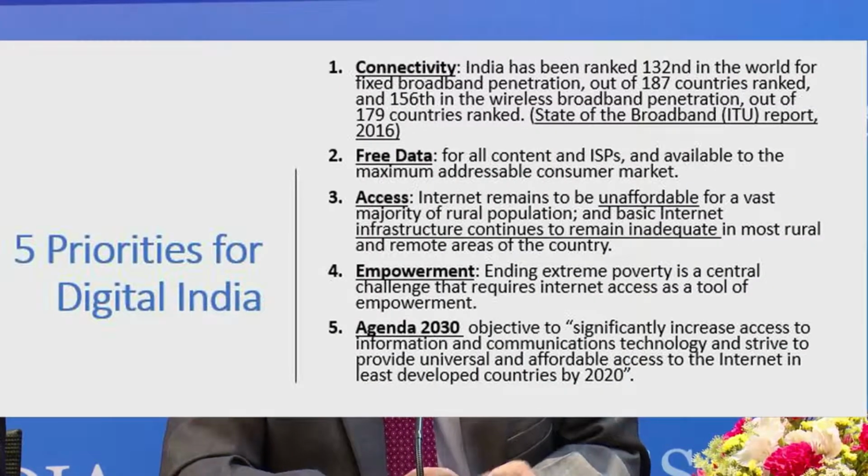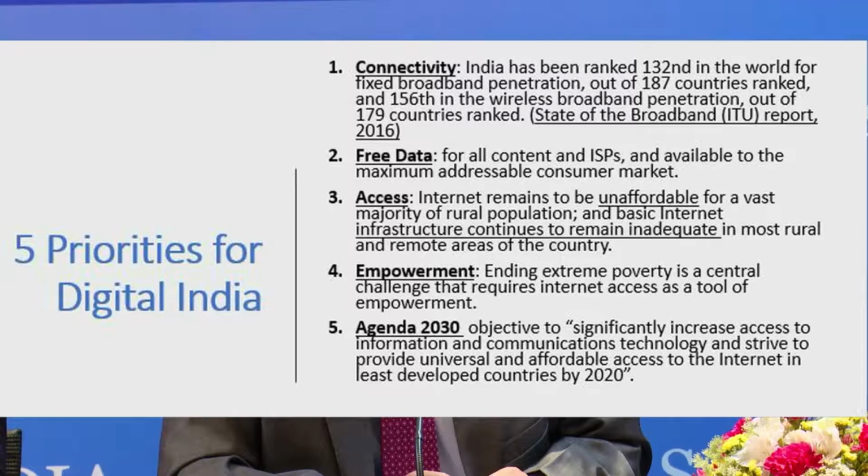The first is connectivity, and in the global ranking, we are 132 in the world for broadband penetration and 156 for wireless broadband penetration out of 179, which actually shows you that India still has a long way to go to reach the upper levels of connectivity. The second is, and there's been a vibrant debate on data and regulation of data, restrictions on data. The TRAI recommendation is for free data for all content and ISPs and available to the maximum addressable consumer market. So they are in favor of the free flow of data.